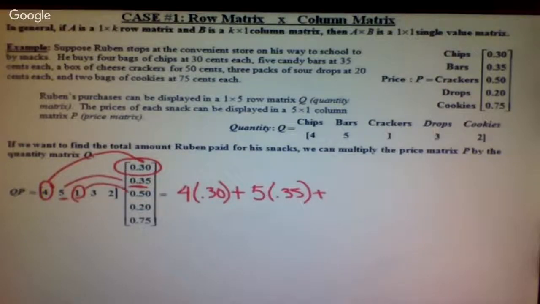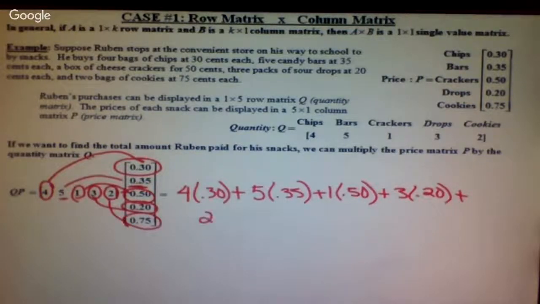So 1 times 50 cents. We bought 3, and they were each 20 cents. And finally, we bought 2, and each one of those was 75 cents. And you would plug that all into your calculator to get a total price. Okay, your biggest thing is making sure that your row matrix is going to be your quantities, how much you have, and your columns is going to be your price.